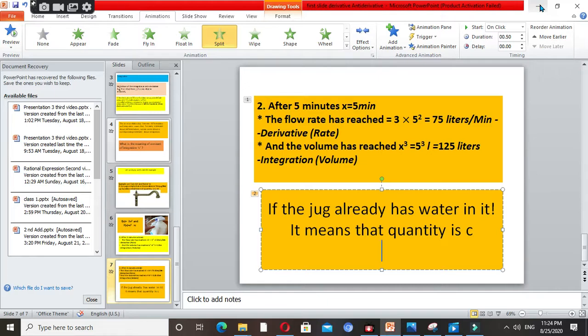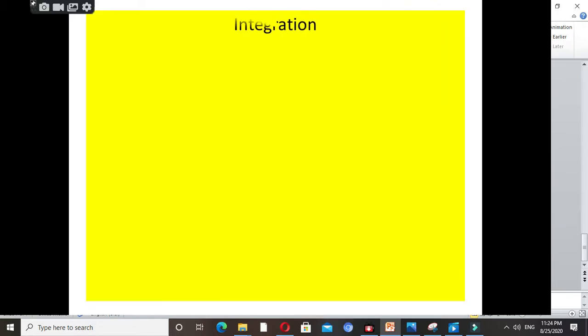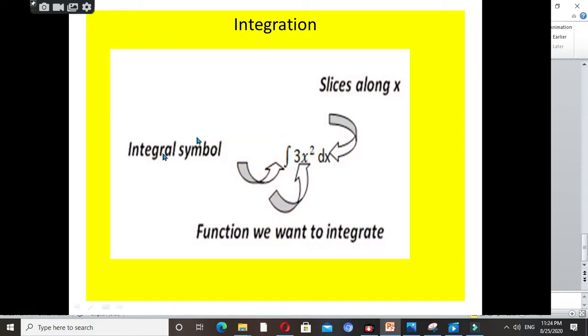In this video, I am going to explain about the constant of integration. This video is prepared for plus 2 and bachelor level students. It was about the basic concept of integration. The integral symbol is this, like some slices of sine, and the function 3x square we want to integrate, with dx slice along x. Now the definition of integration.